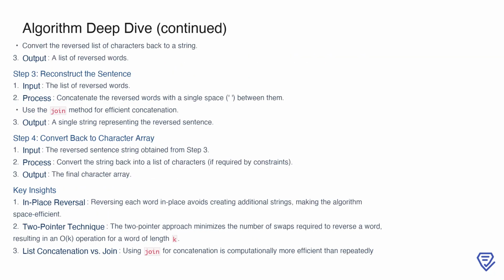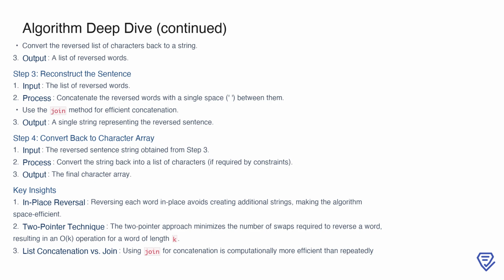After reversing each word, we now have a list of reversed words. The next task is to reconstruct the sentence. This involves concatenating the reversed words with a single space between them. The join method is particularly useful here, as it allows us to combine all the words efficiently without excessive intermediate operations. The result is a reversed sentence in string format.